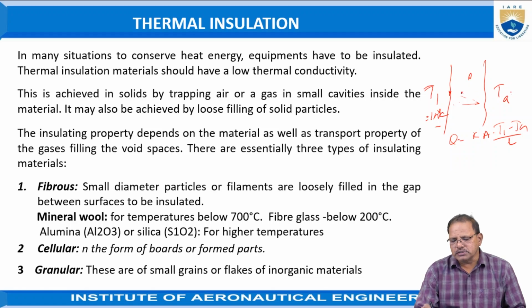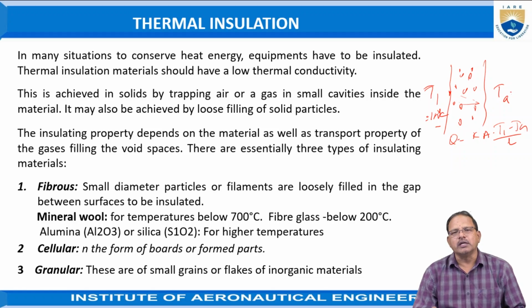But if the solid has certain cavities or impurities present inside it, or the particles are loose and white spaces are there, the rate of flow of heat energy from T1 to T2 is decreased. In other words, we are preventing the flow of heat energy from the hot region to the cold region just by keeping certain loose cavities, or by trapping certain air or gas cavities inside it.